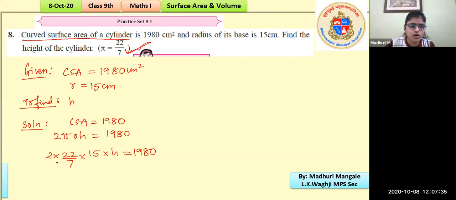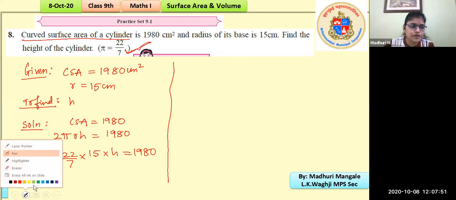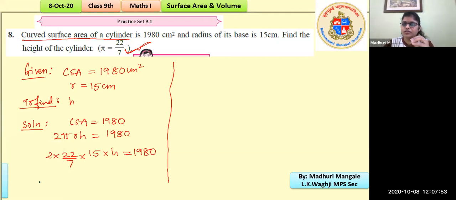Okay, students, now you can see you cannot cross out this 7 with any number on the top. So what are we going to do? Do we simplify here? Do we multiply? No, don't multiply. Shift all of them to the other side. Get h by itself. So what will happen? Remember, the terms or the numbers which are in the denominator will move to the numerator. The numbers which are on the top, they will move to the bottom, that is the denominator. So h will be equal to 1980 as it is.